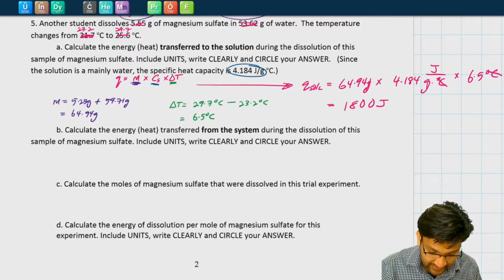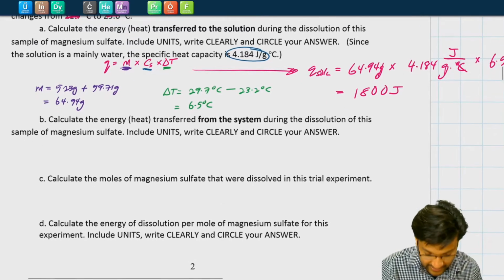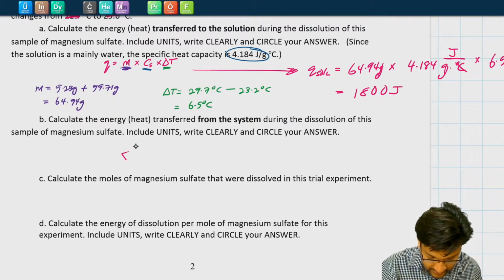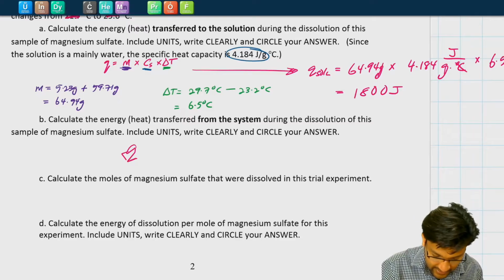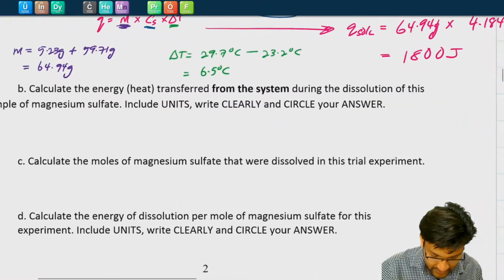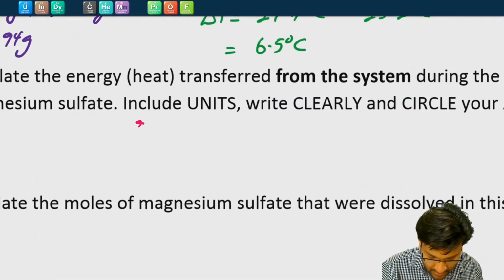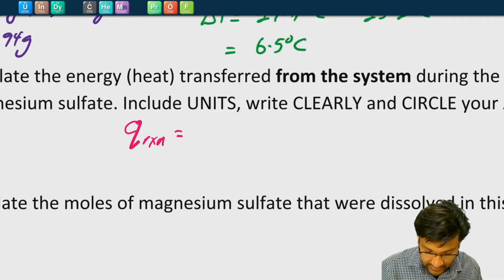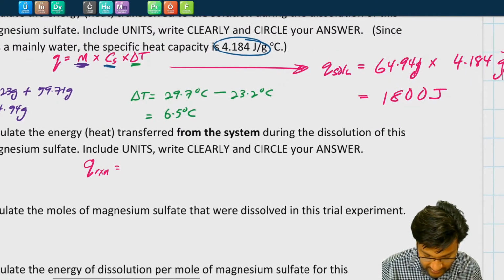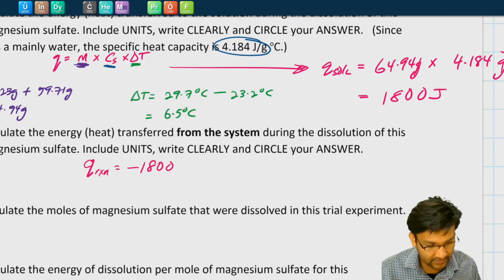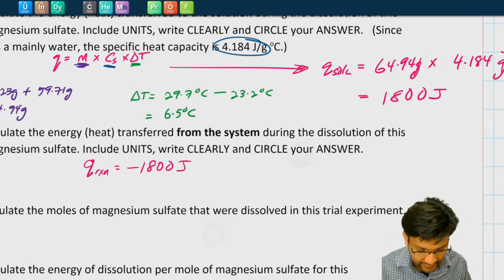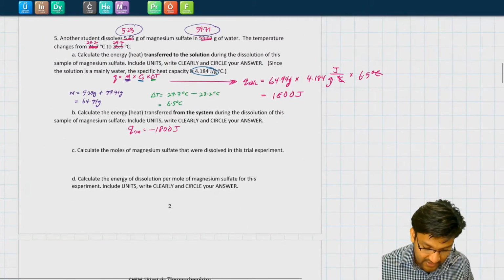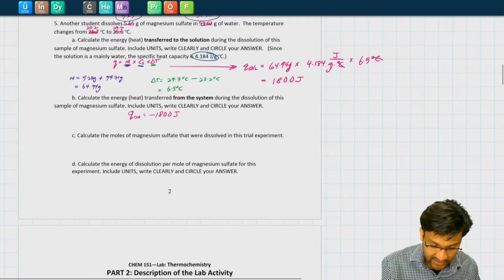If we want to calculate the heat from the system, which is the reaction, the heat from the reaction is going to be negative the heat from the solution, so this is going to be negative 1800 joules. That's just some of the calculations that I wanted to go over.